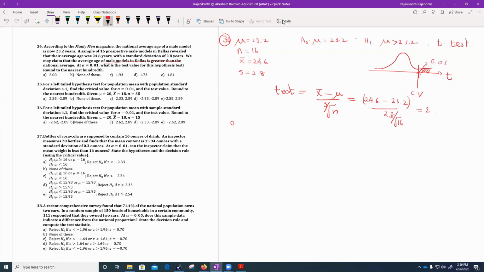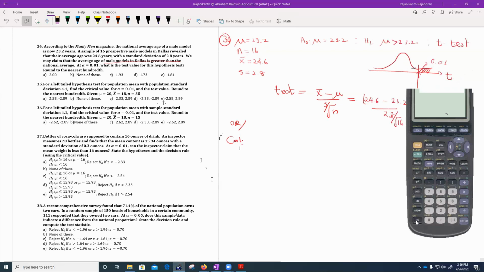Or you could use the calculator easily. So let me show that method. Go to the test. Remember, we are under t-test now. T-test is number 2. And we need to give the data values. Mu naught means mu for our problem, which is 23.2. And the x bar, the sample mean, was 24.6. And the standard deviation for the sample is 2.8. And sample size is 16. And this is, of course, a right tail test, so the greater than sign.